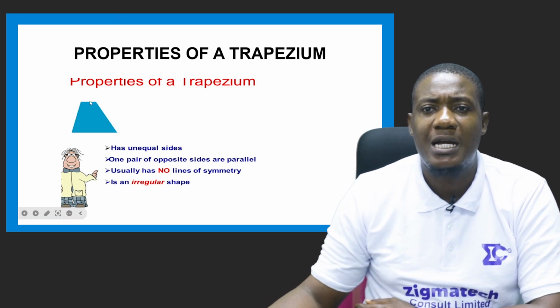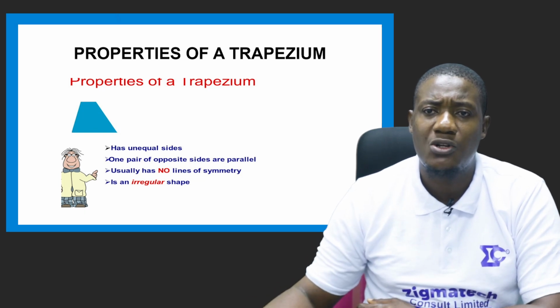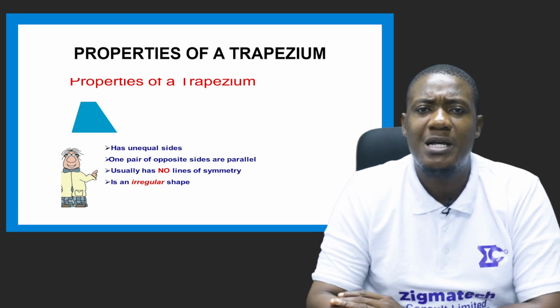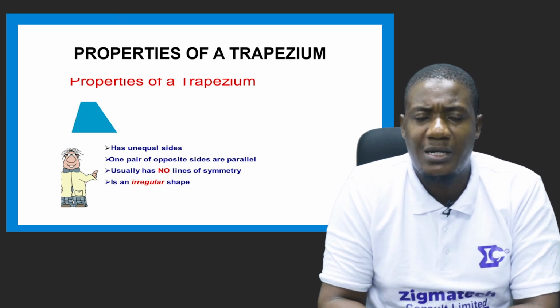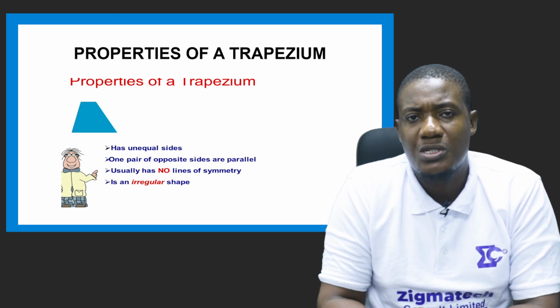If you consider this side and the whole of this line segment, they are parallel to each other. They cannot meet, but they are not equal. That is that for a trapezium. A trapezium has no line of symmetry. As a matter of fact, we can consider a trapezium as an irregular shape because no side is equal.